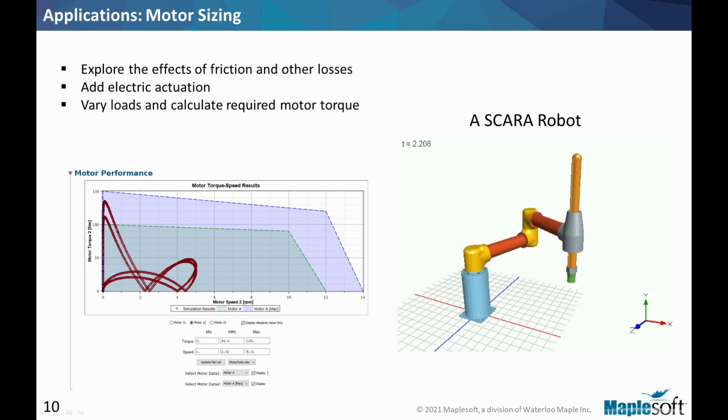Motor sizing. You can vary the payload or change the input motion and find out the motor load for the entire motion range, considering the whole machine dynamics. This will help investigate the motor requirements or whether or not there's going to be motor failure.